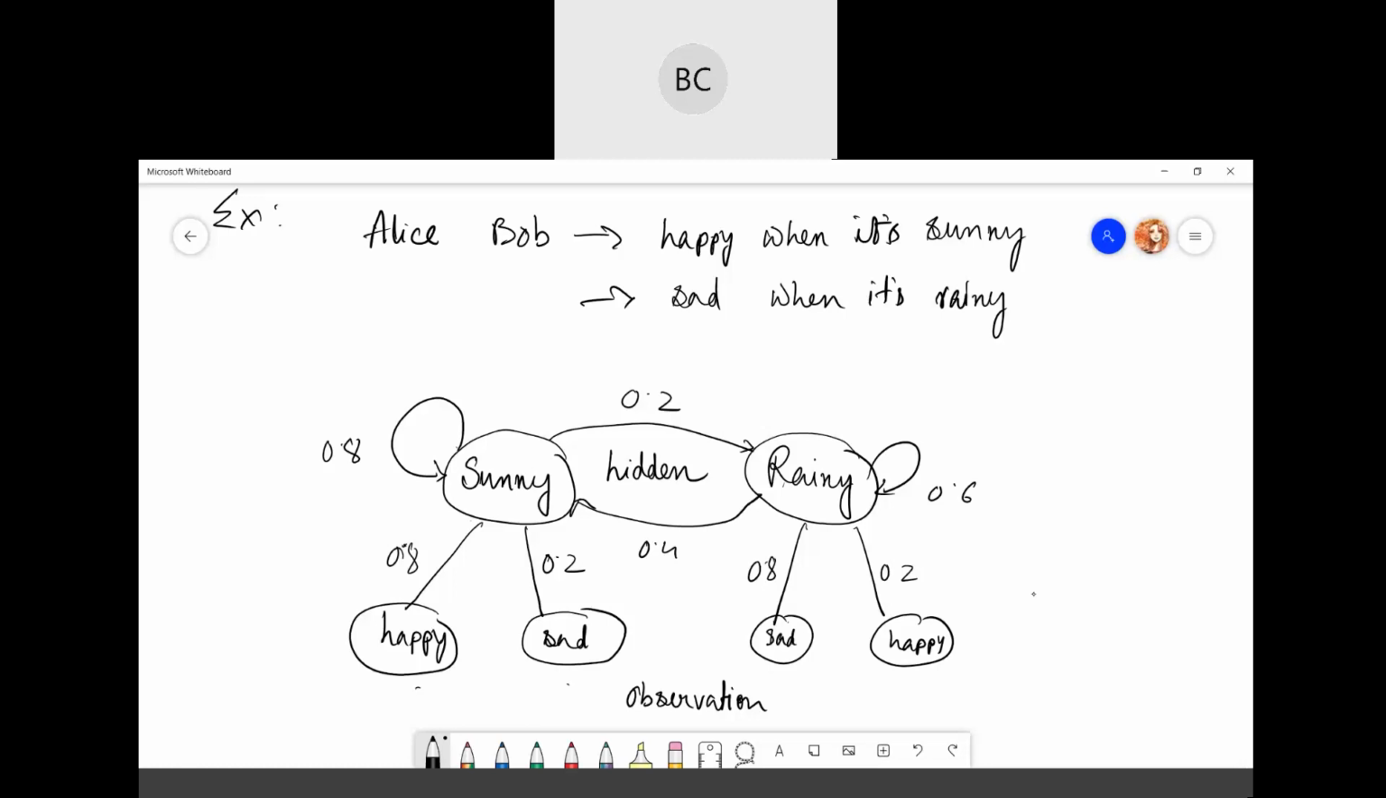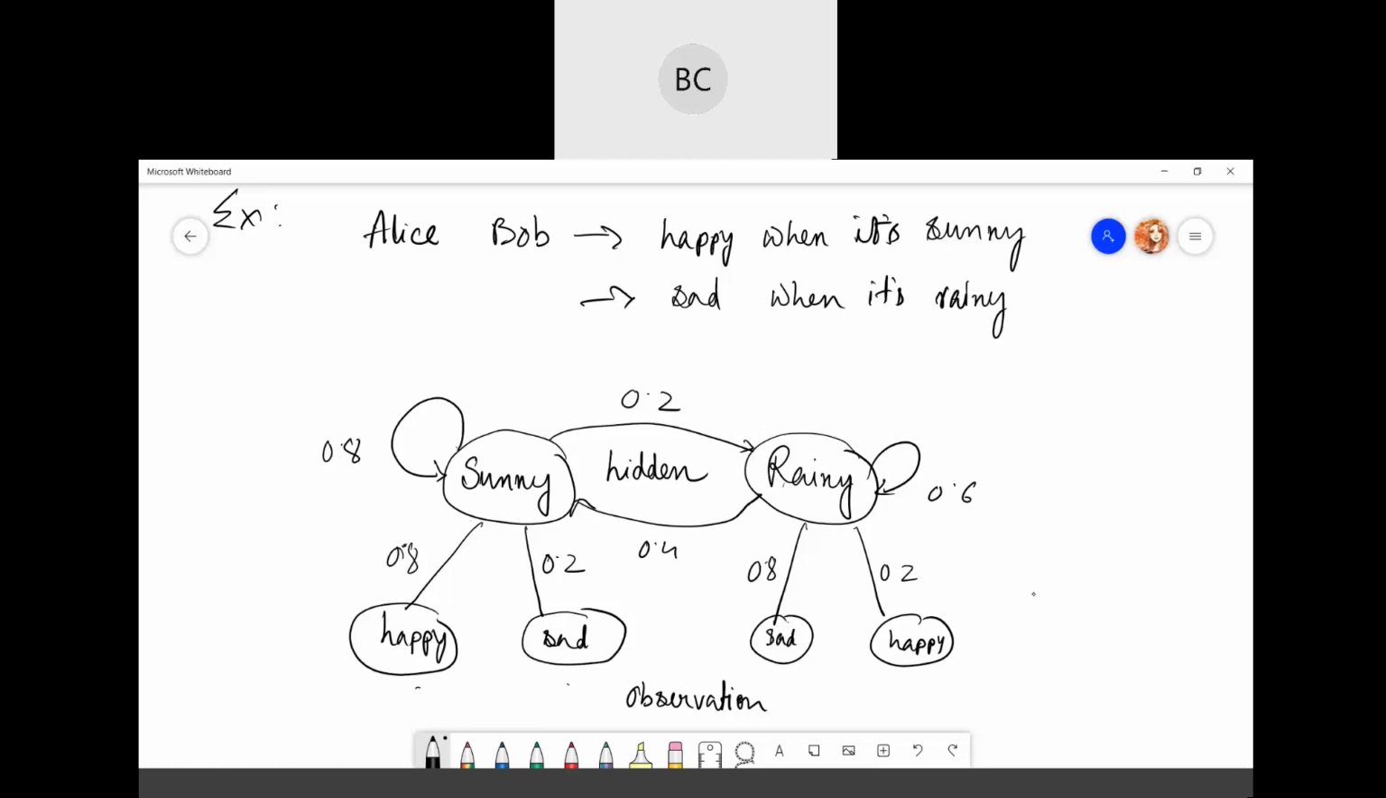Now some questions might come, like, how do we find these probabilities? What's the probability that a random day is sunny or rainy? We have to think about what's the probability that today is a sunny day or rainy day. It can be any random day. And another question can be, if Bob is happy today, what's the probability that it's sunny or rainy?